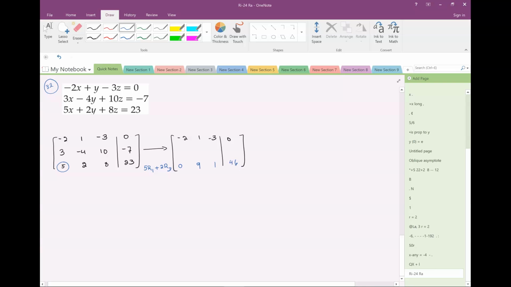Okay? Next, we'll change this one. So 3 and 2, that'll work, right? 3R1. Yep. 3 minus 8, negative 5. Negative 9 plus 20, 11. 0 minus 14. Okay. It's not possible to simplify any of these, so let's go to the next step. Negative 2, 1, negative 3, 0.